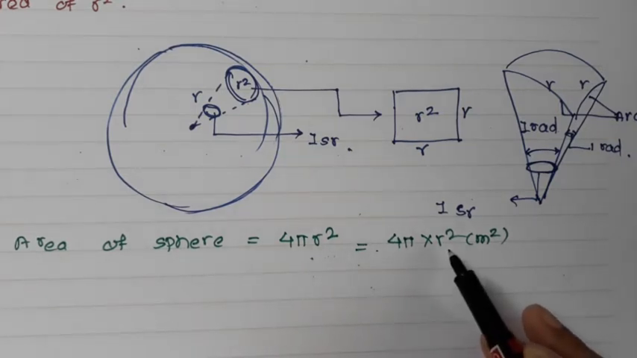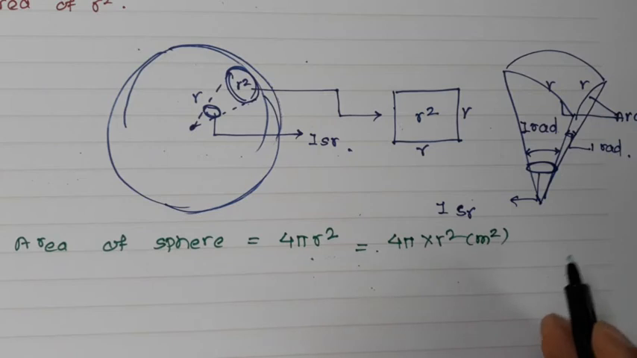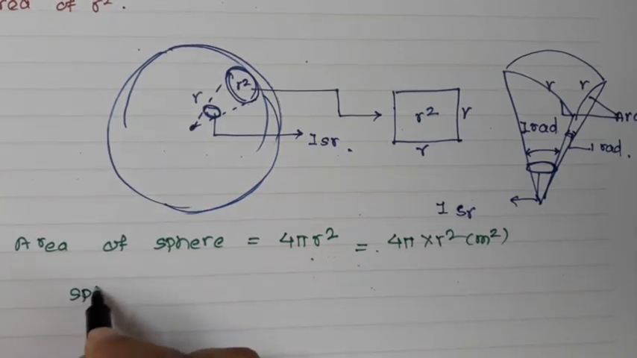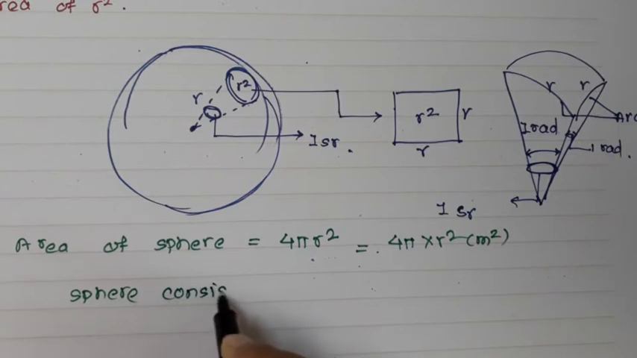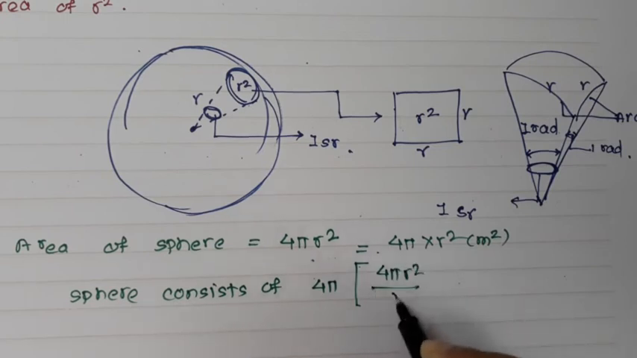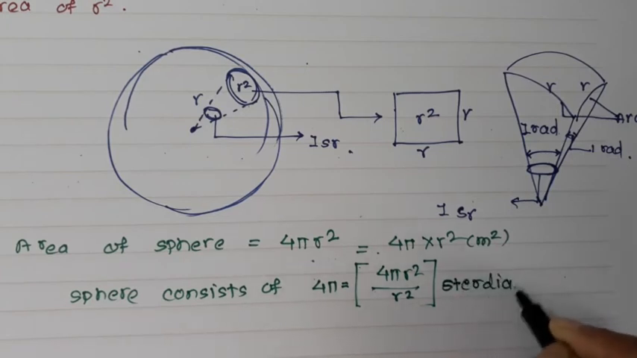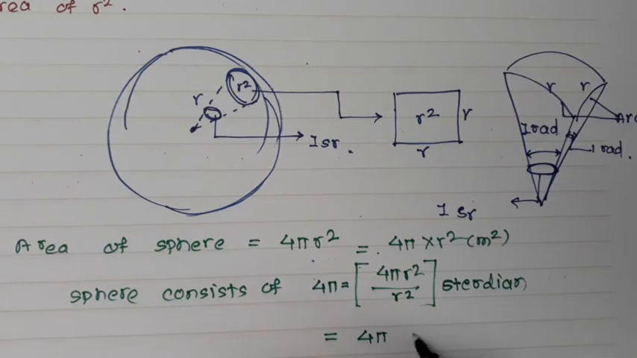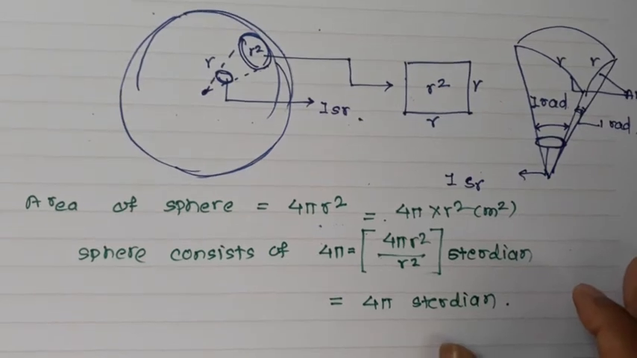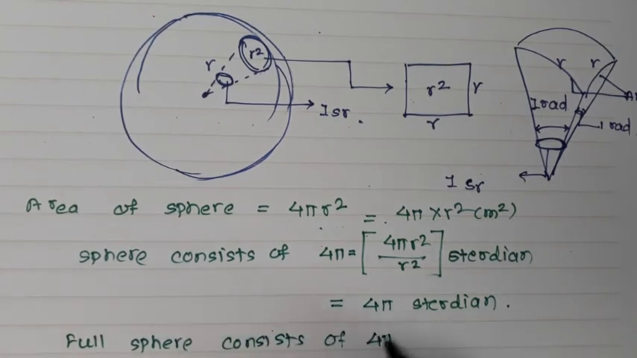Since each r square area occupies a solid angle of 1 steradian, how many steradians will each sphere consist of? The sphere consists of 4 pi r square by r square, which is nothing but the steradian. So each sphere will consist of 4 pi steradian. If I am interested in the full sphere, the full sphere consists of 4 pi steradian.